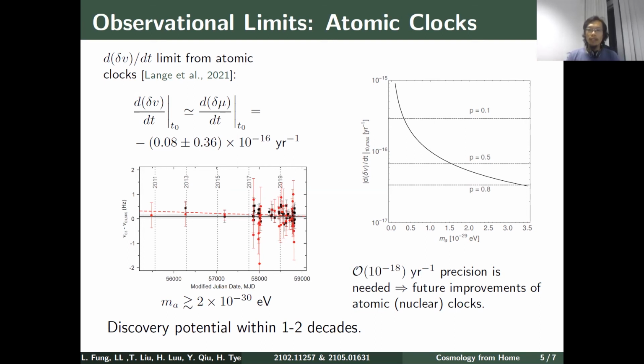So in order to make real progress, we need to go 1 to 1.5 orders of magnitude better, reaching the 10 to the minus 18 per year level. This requires fundamental improvement of these atomic clocks, and eventually we may go to nuclear clocks to be more sensitive to quark mass changes. But we expect there could be some breakthrough in the next 1 to 2 decades, given the fast progress in this field.